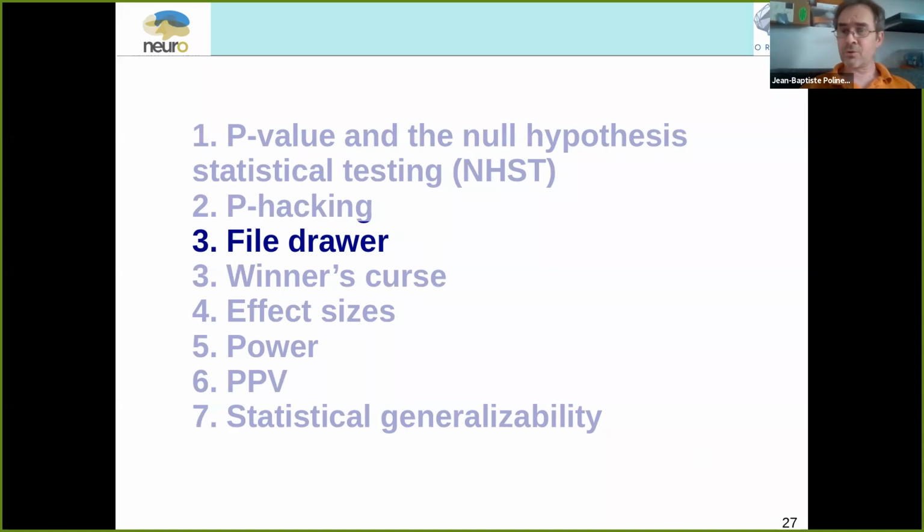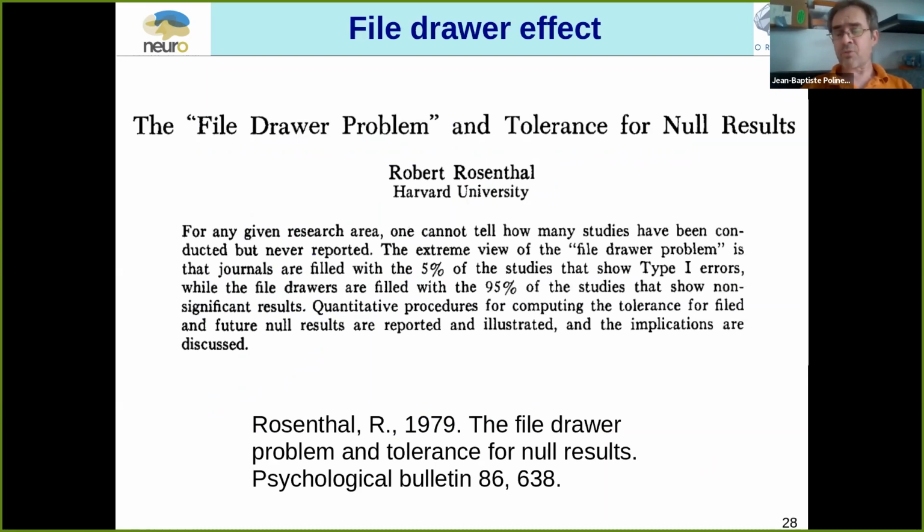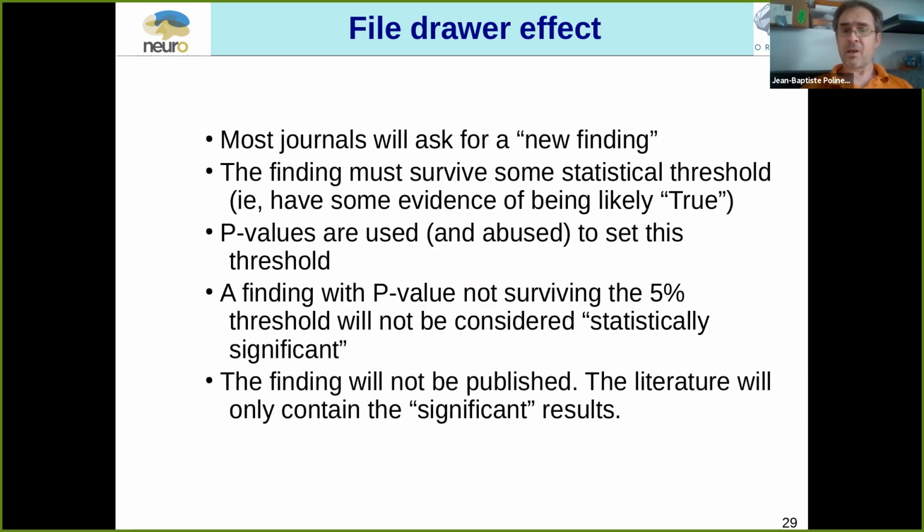Another effect that I want you to know about, and I'm sure some of you already do, is the problem of the file drawer. That's the publication filter aspect. If you don't have a p-value of less than 0.05, then that report has less chance of actually being published in the literature. There was an effect reported a long time ago by Rosenthal. It is also due to the pressure of publishing significant results, and non-significant results will have a hard time finding a place in the literature, or will end up in less prominent journals.